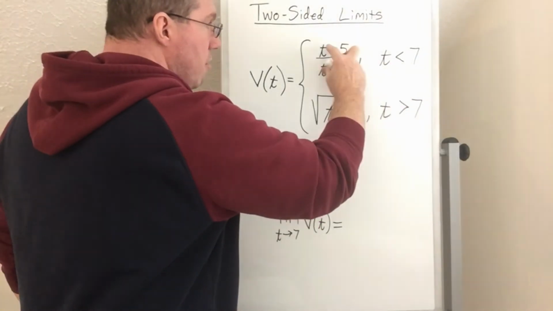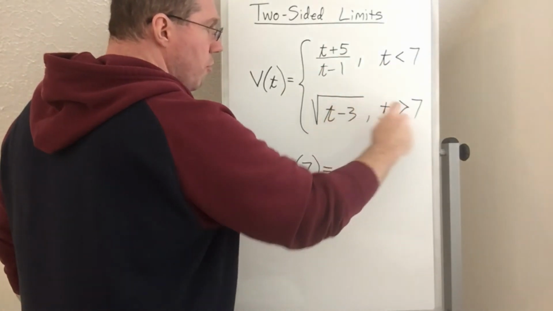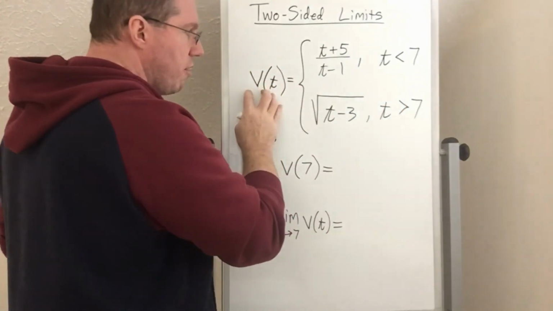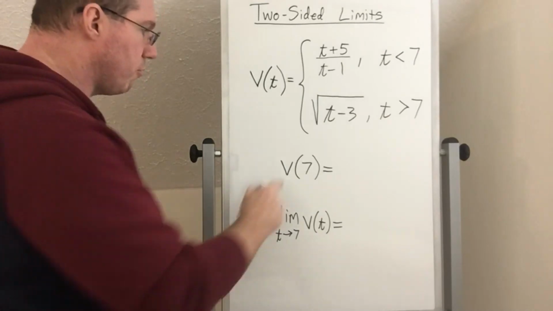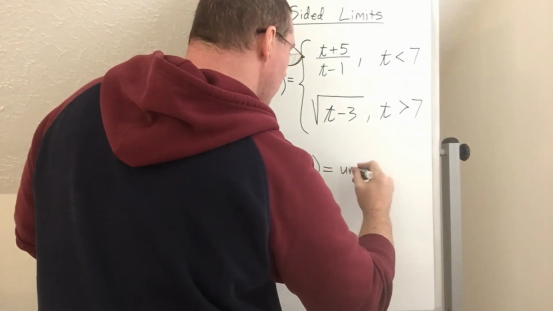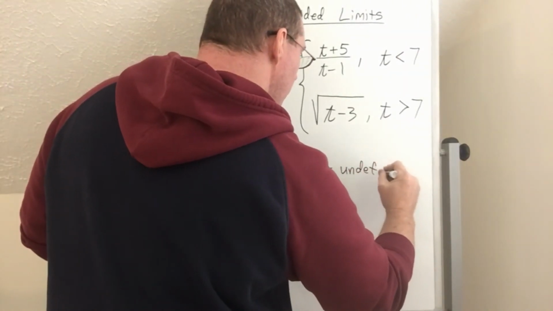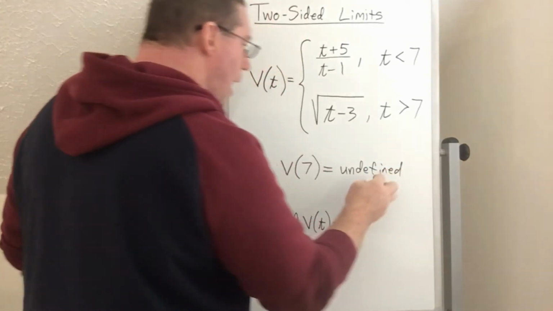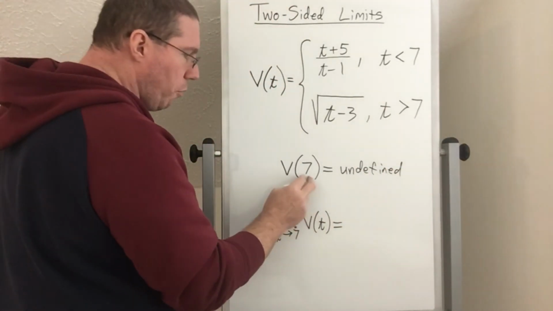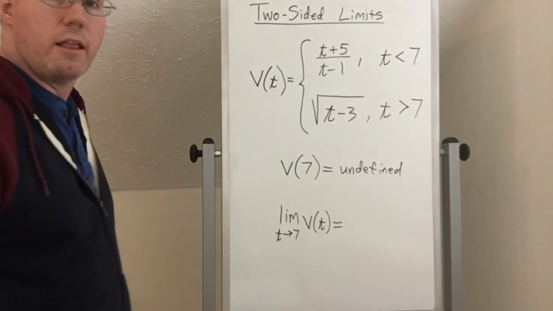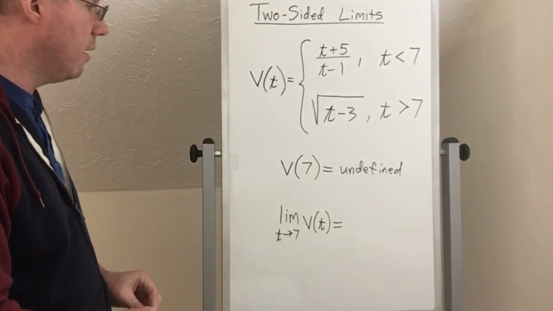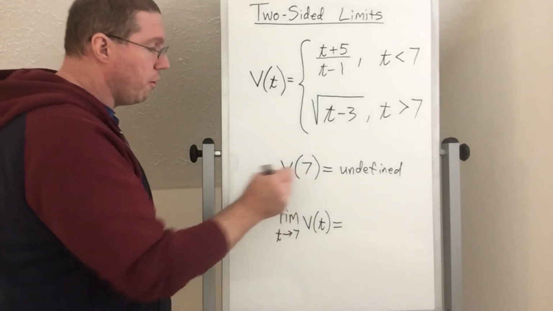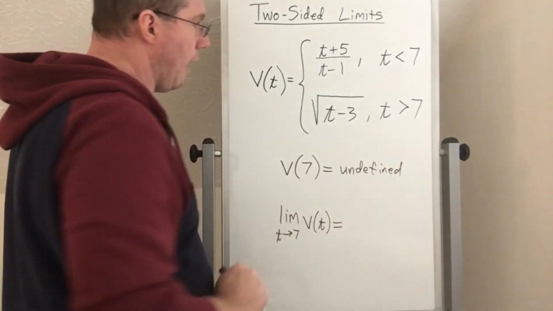Because this is not defined at 7 and this is also not defined at 7, and the function itself is not defined in any way where t is equal to 7, the answer to this question is undefined, okay? This function is not defined for the value of 7, so we would just say that the output is undefined. There is no output value defined by this function for an input of 7, okay? All right, we're done with that.